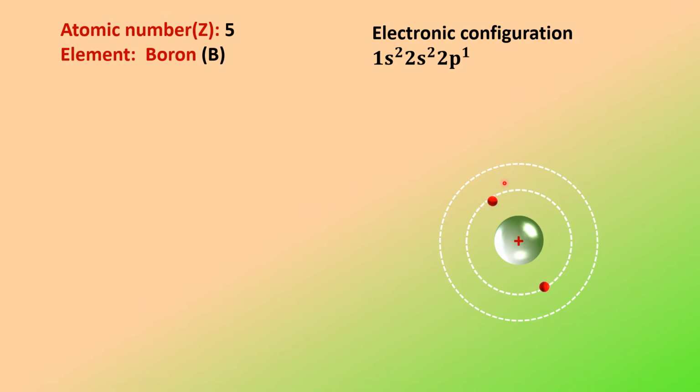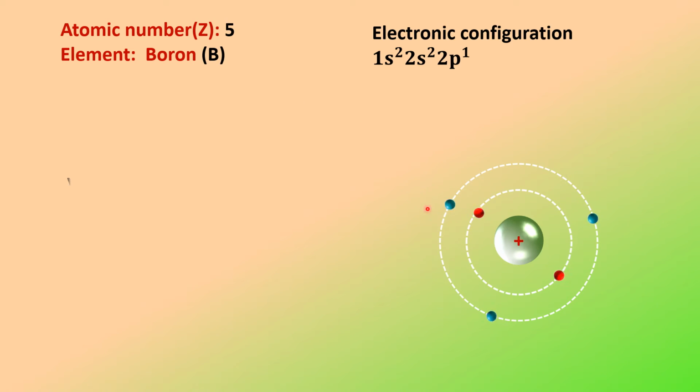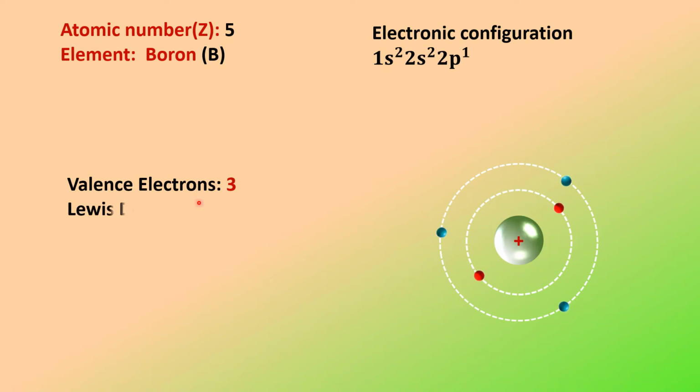These are the 2 shells. First shell 2 electrons, second shell it has 3 electrons, 2 plus 1, 3. So we'll write the dot structure taking these 3 electrons, which are called the valence electrons. Valence electrons for boron are 3. This is the boron nucleus. These are the 3 valence electrons.